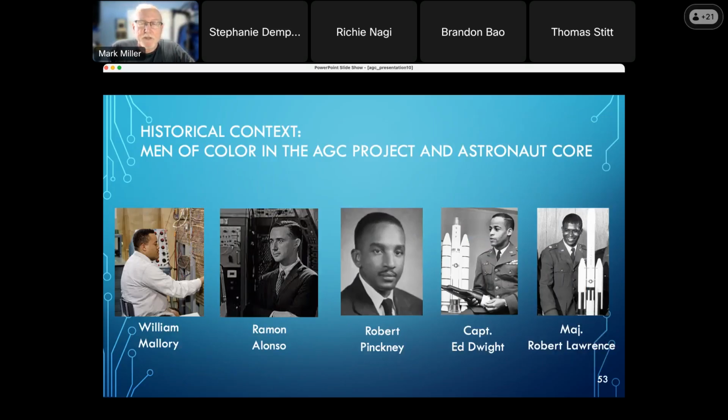Ramon Alonso, whose family immigrated to the U.S. from Argentina in the 1930s, was a lead hardware architect of the AGC. Robert Pinckney was hired in the late 60s to also help on software development. And then there were two selected astronauts, Captain Ed White and Robert Lawrence, who were ultimately going to be in the Manned Orbiting Laboratory program. But that program ended up getting canceled.